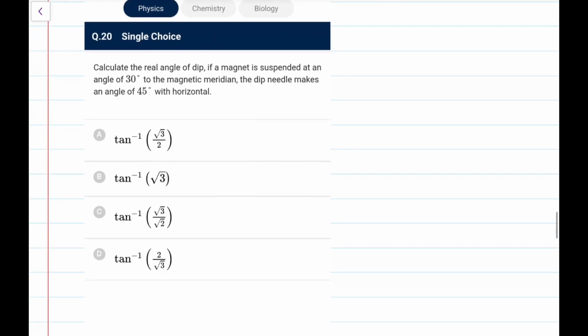Now I am not taking a very simple BH, B vertical question. I have taken this one, the question which has come I think in 18 or 17. Based on that, calculate the real angle of dip if a magnet is suspended at an angle of 30 degree to the magnetic meridian. The dip needle makes an angle of 45 degree with the horizontal.